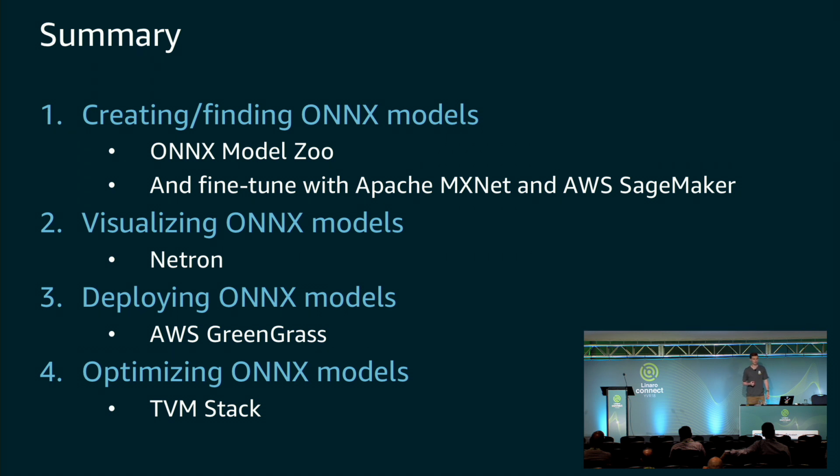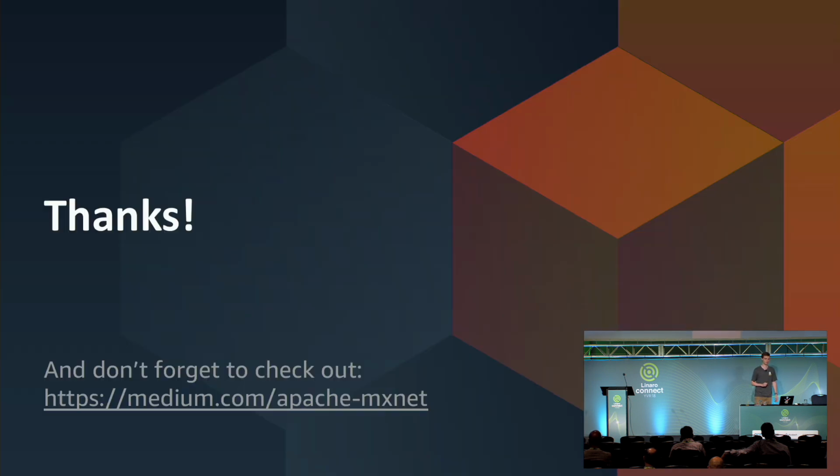So just to wrap up, in summary, we looked at where you can find ONNX models from the ONNX Model Zoo, and then an example of fine-tuning with MXNet. We saw Netron is good for visualizing the model. Greengrass is an option if you're wanting to manage a large number of edge devices in a group, and then the TVM stack is something you can look at when you're optimizing the models. All right, thank you.